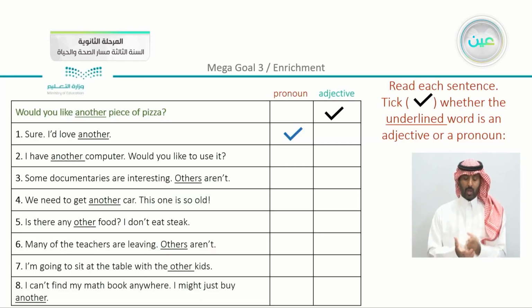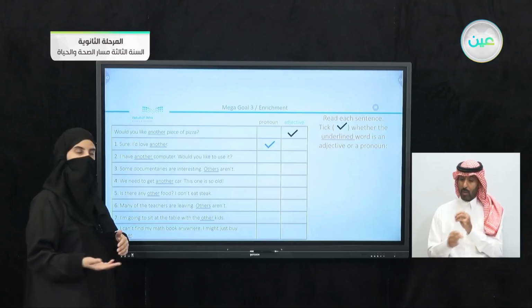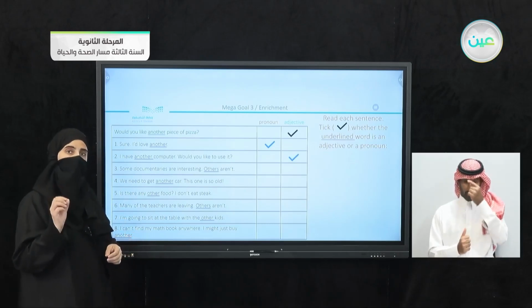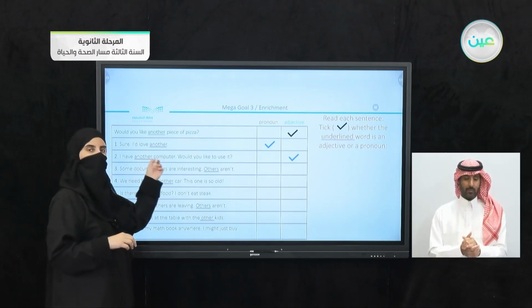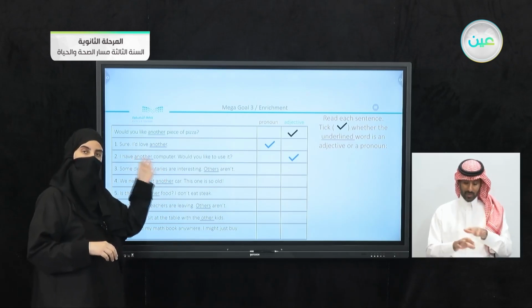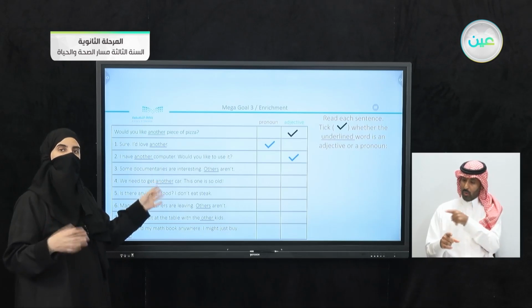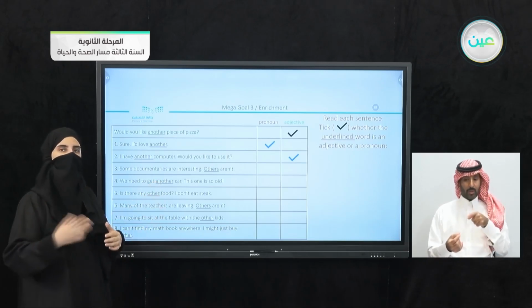I have another computer. Would you like to use it? So I am describing the computer here. It is an adjective. And the hint here is that you have the noun mentioned. If you do have the noun in front of you in the sentence, it is impossible to be a pronoun, and we know that we are talking about an adjective.